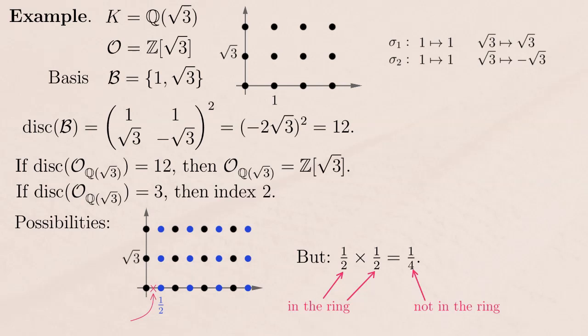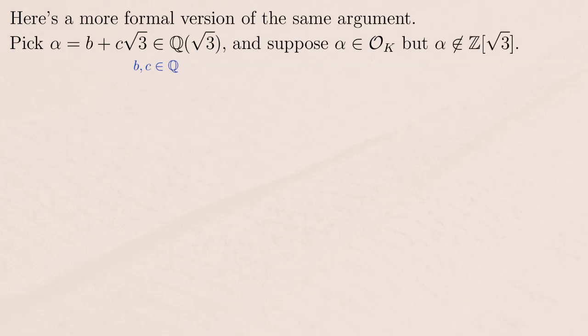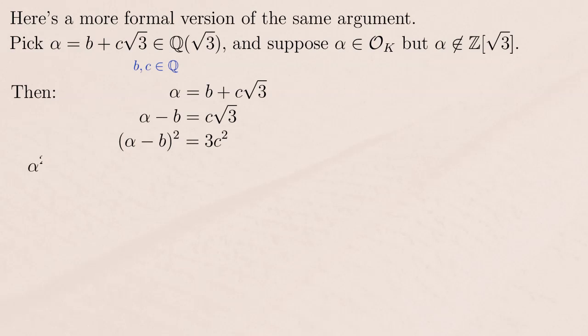For convenience later, here's a slightly more formal version of that argument. Pick an element of Q adjoin root 3, say alpha is b plus c root 3, where b and c are rational. And let's suppose it's in OK, but not in Z adjoin root 3. Let's rearrange as before to find the minimal polynomial of alpha. If I subtract b, square, expand and subtract 3c squared, then I get this monic polynomial, alpha squared minus 2b times alpha plus b squared minus 3c squared equals 0.